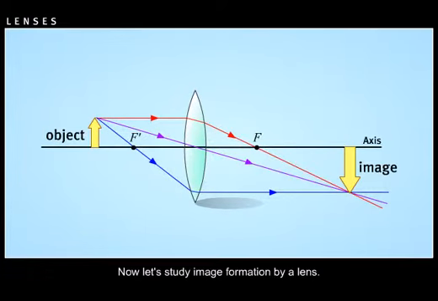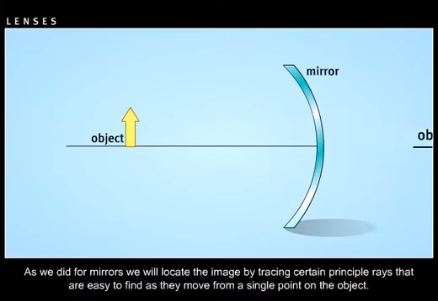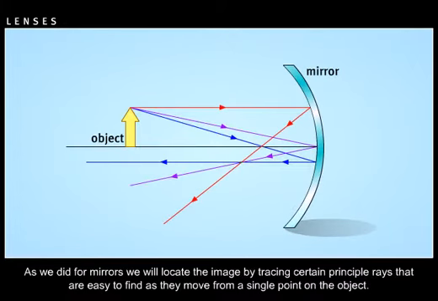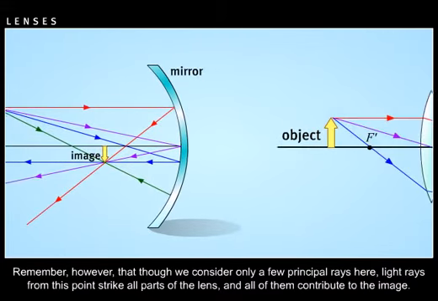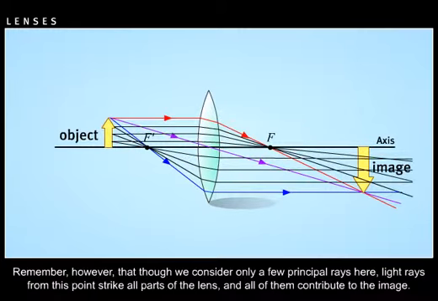Now let's study image formation by a lens. As we did for mirrors, we will locate the image by tracing certain principal rays that are easy to find as they move from a single point on the object. Remember, however, that though we consider only a few principal rays here, light rays from this point strike all parts of the lens, and all of them contribute to the image.